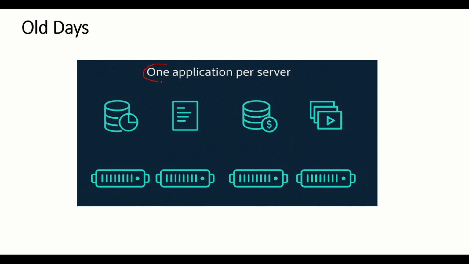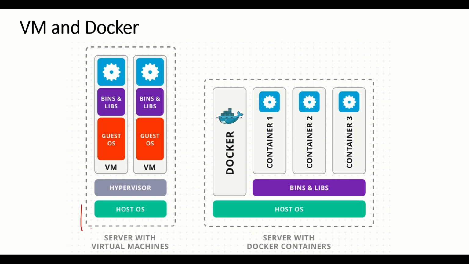So to overcome this problem, one application per server, the concept of virtual machine came in. So we take one physical server and we convert this physical server into multiple VMs. So this is one VM, this is another VM, and on each VM we deploy one single application. So this is one application on this VM and this is another application on this another VM.